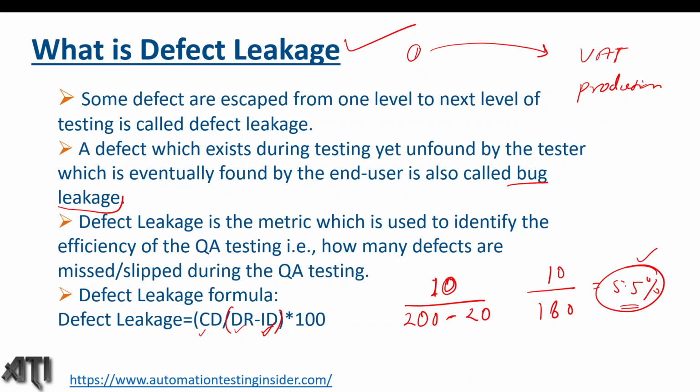Ideally, 5 to 10% is kind of acceptable, but if it is beyond that, like 15 or 20%, we need to really think about our QA testing process. We need to improve the process to minimize the defect leakage. Let's talk about the various reasons we get defect leakage and how we can minimize it. What are the various reasons defects are missed during software testing by the tester and found during UAT testing or in production?